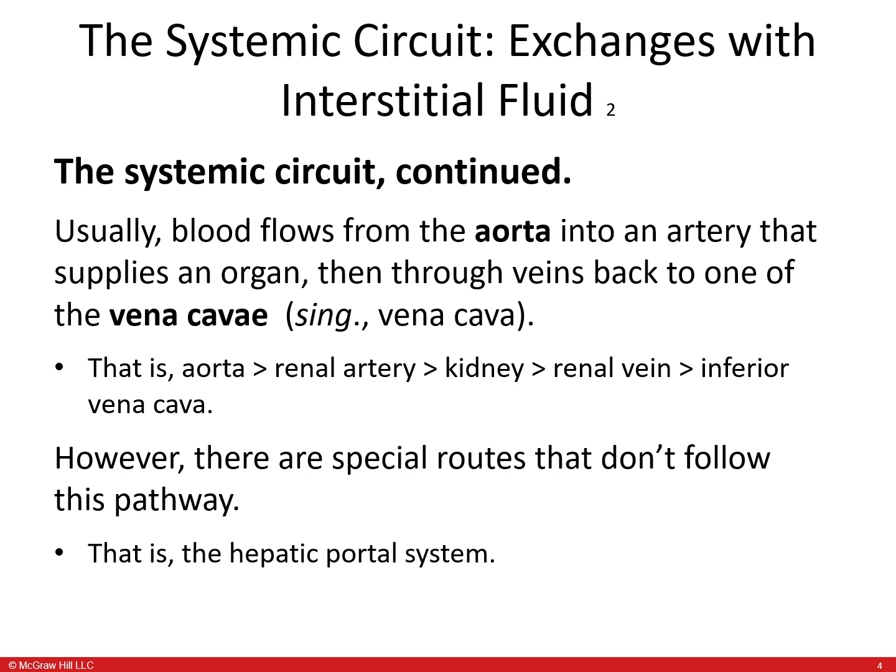Usually, blood flows from the aorta into the arteries and then supplies the organs, and then the veins carry it back to the vena cava. So we go from aorta, renal artery, kidney, renal vein, inferior vena cava. However, there are special routes that don't follow these pathways, and an example is the hepatic portal system.